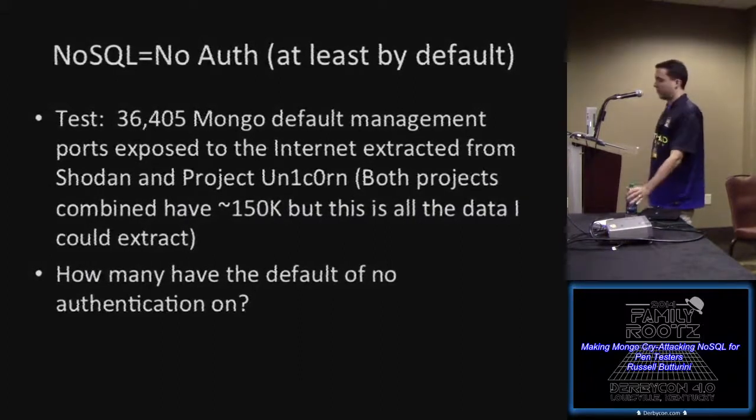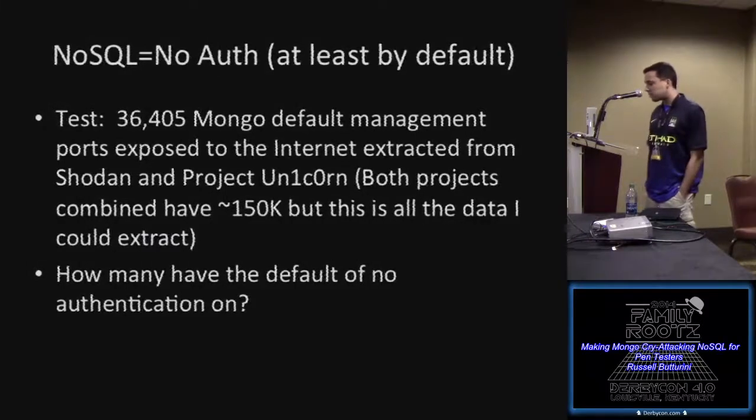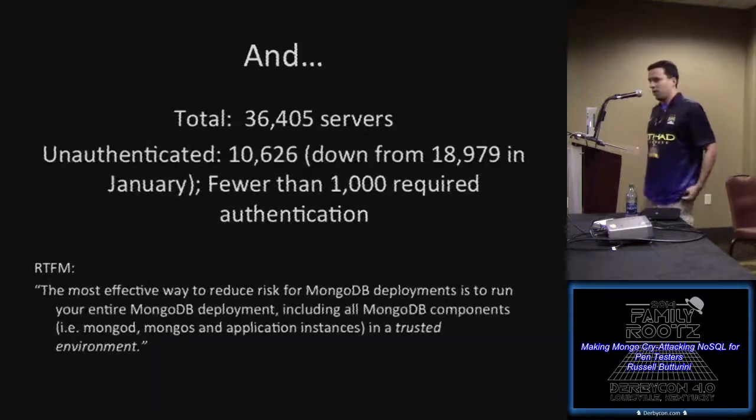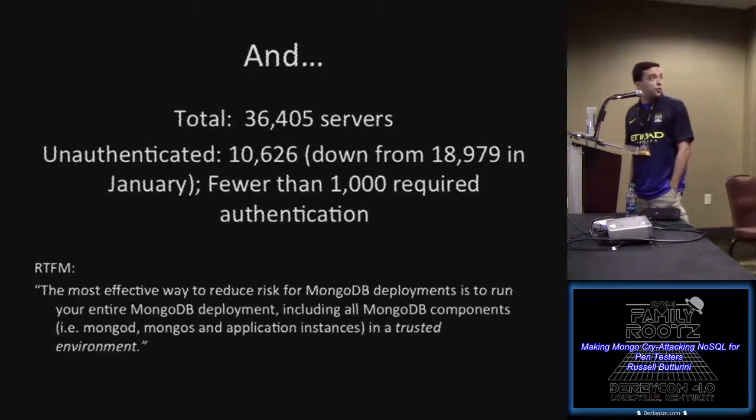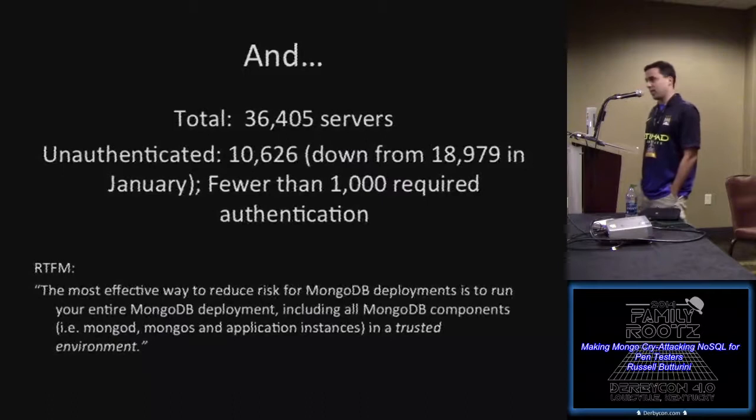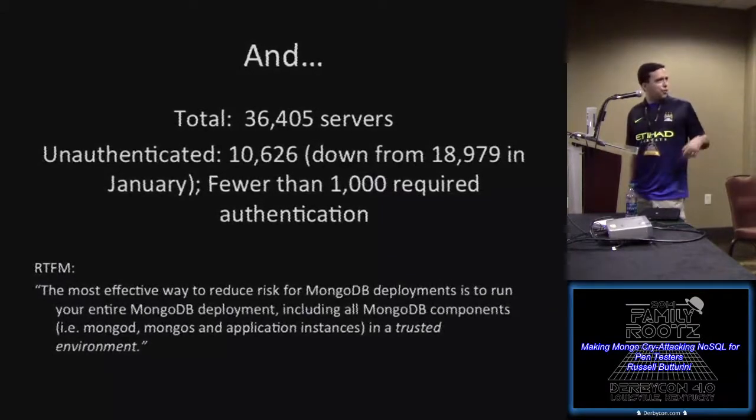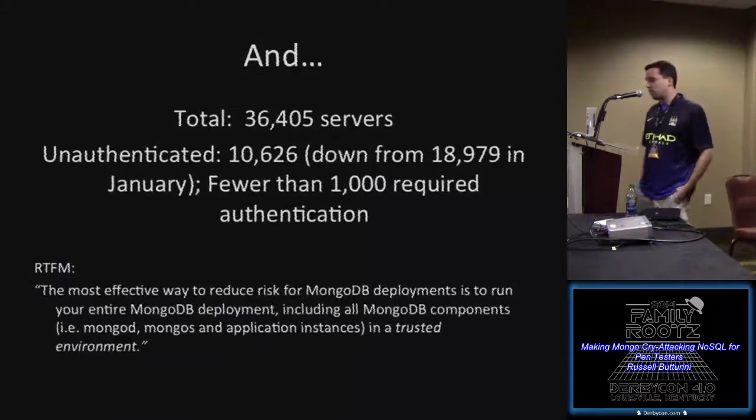So I was able to get about 36,400 of these databases out. There were approximately 150,000. So I figured, how many of these have no authentication turned on? And I also checked how many of these are behind on their version. Out of those 36,405 servers, we had 10,626 exposed to the internet with no authentication. That's actually down from what I did in February, which was nearly 19,000. But of those 36,405 servers, most of them were just offline, because these things are fairly disposable. Fewer than 1,000 actually had authentication enabled on the database.